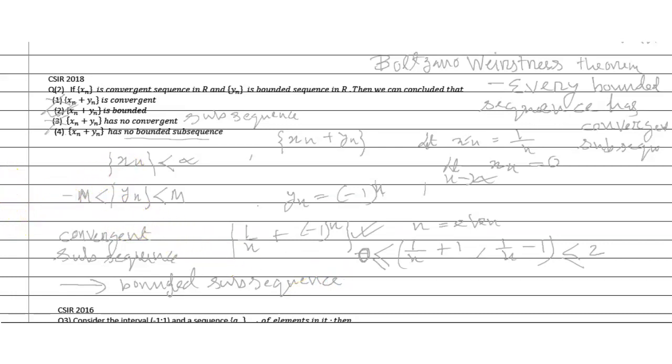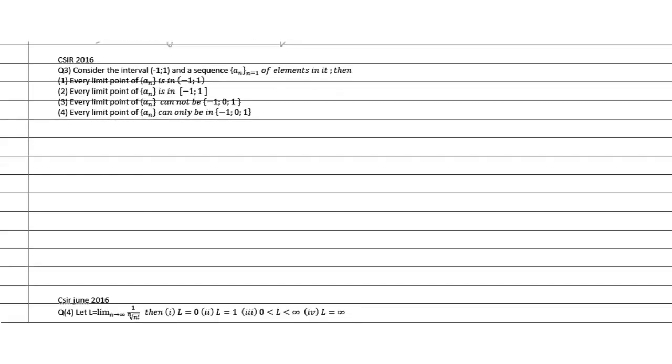So number 4 is wrong. Number 4 is wrong. Again, we will discuss another problem. CSIR 2016.